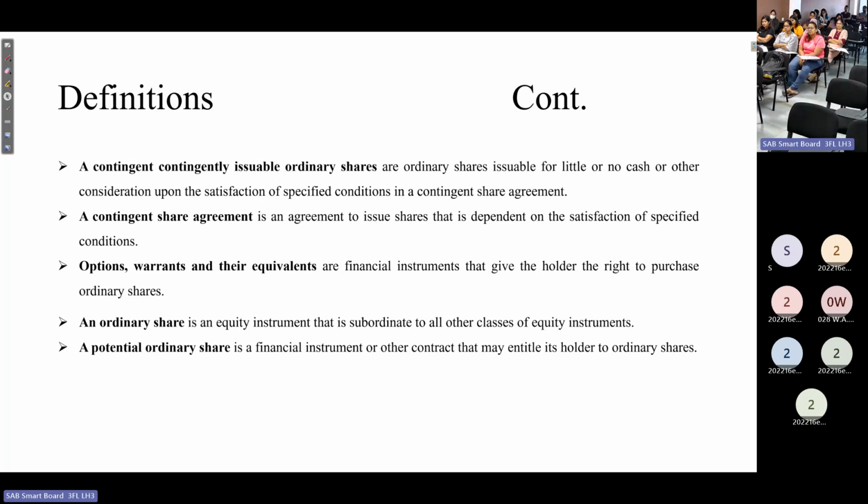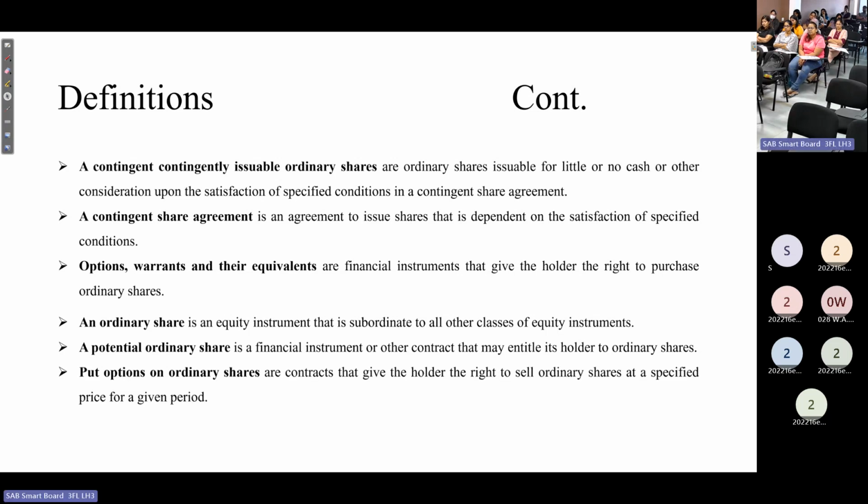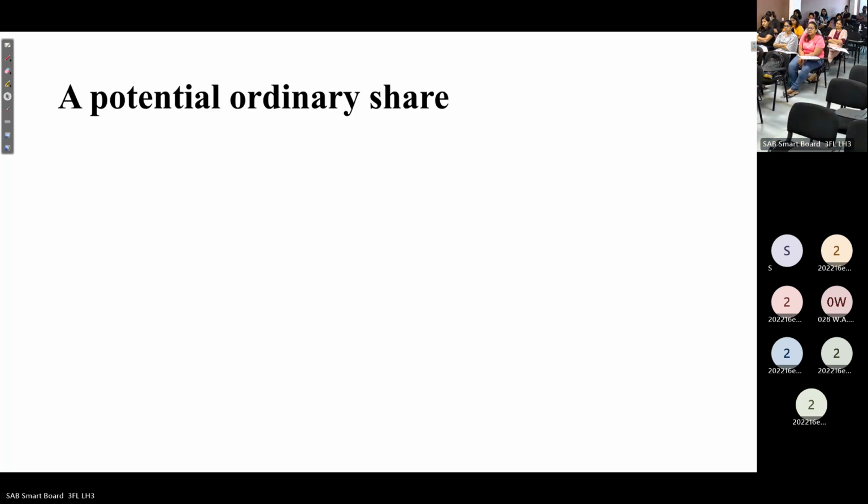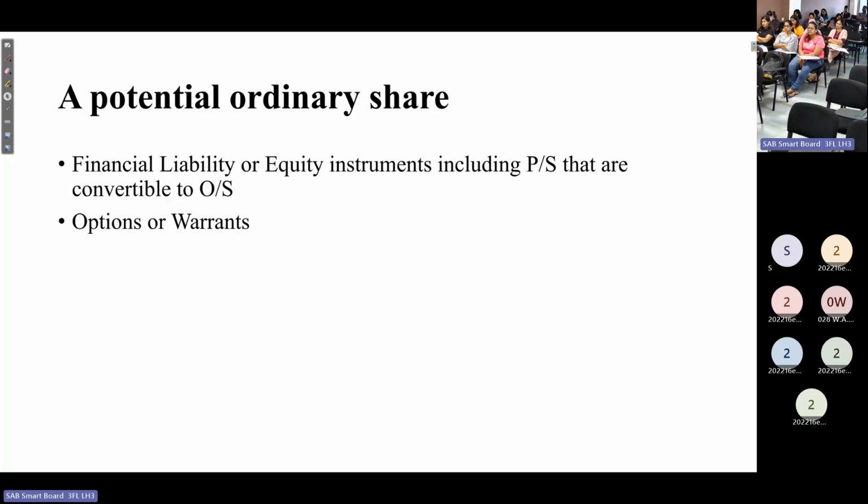In a theoretical potential ordinary share, put option on ordinary shares, call option, you have seen, right? What is a put option? Holder has the right to sell. We have the right to sell. What is a call option? Right to buy. Right to buy ordinary shares. Potential ordinary shares examples.